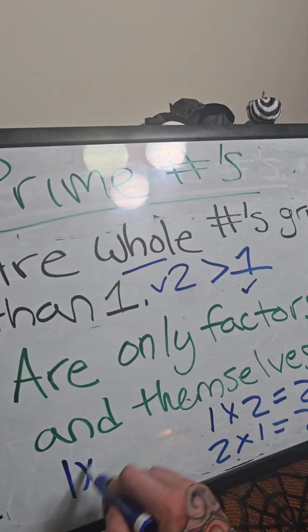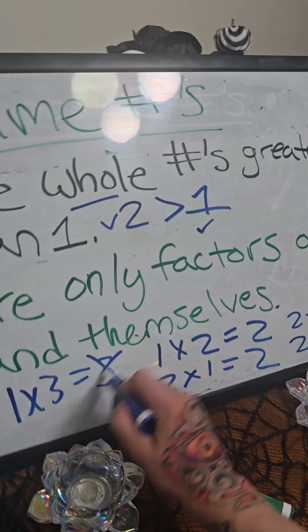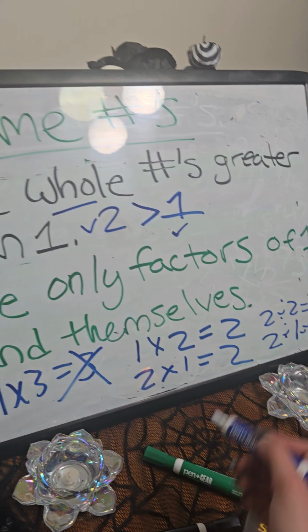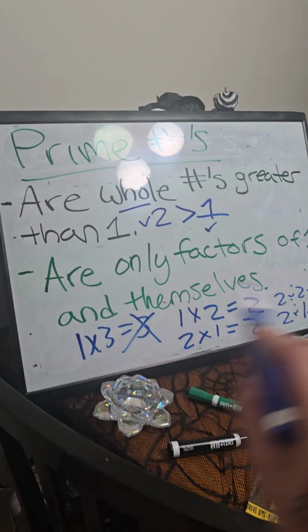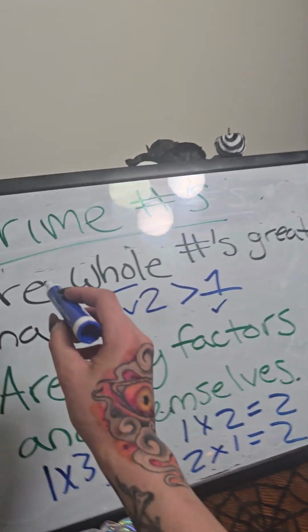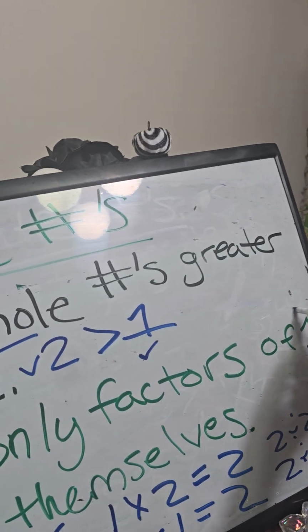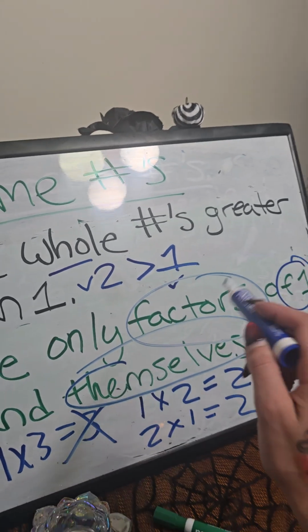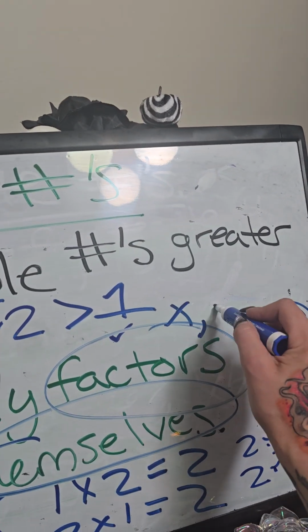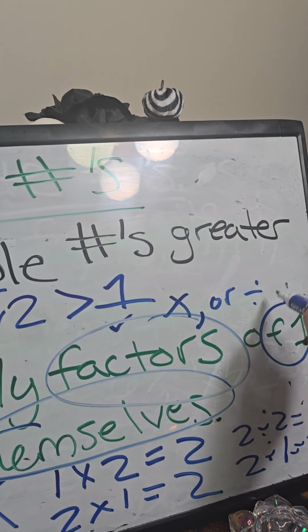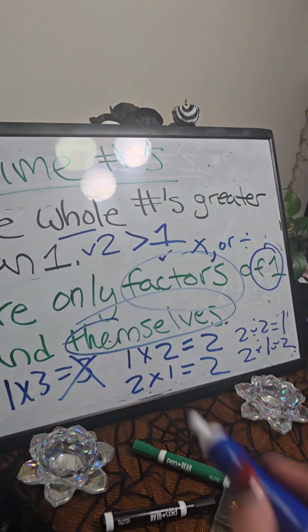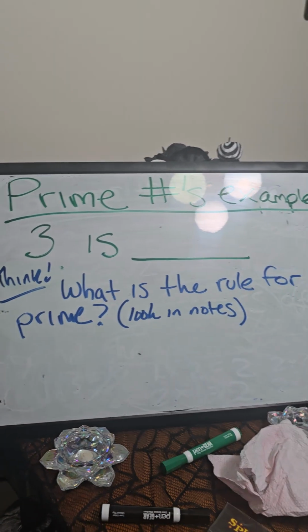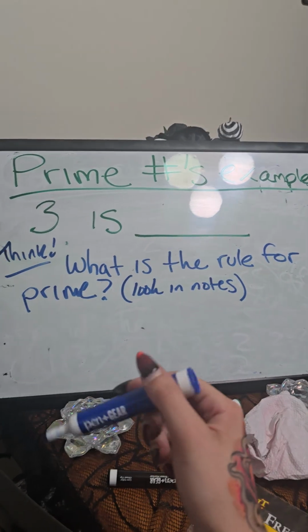I can't multiply 1 and 3, right? So that doesn't equal 2, right? So there's no other numbers I can multiply. That's what makes it prime. Not because it's even, but because there's only factors of 1 and themselves. Factors meaning it can only be multiplied or divided by 1 or itself. Okay, so prime number examples, okay?